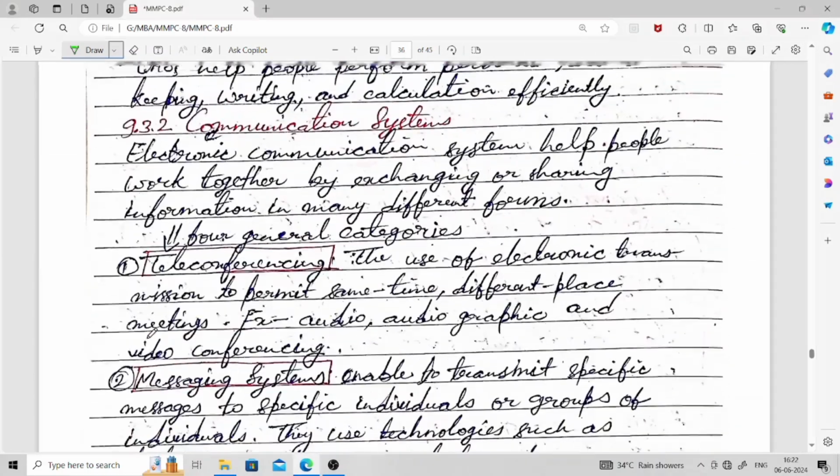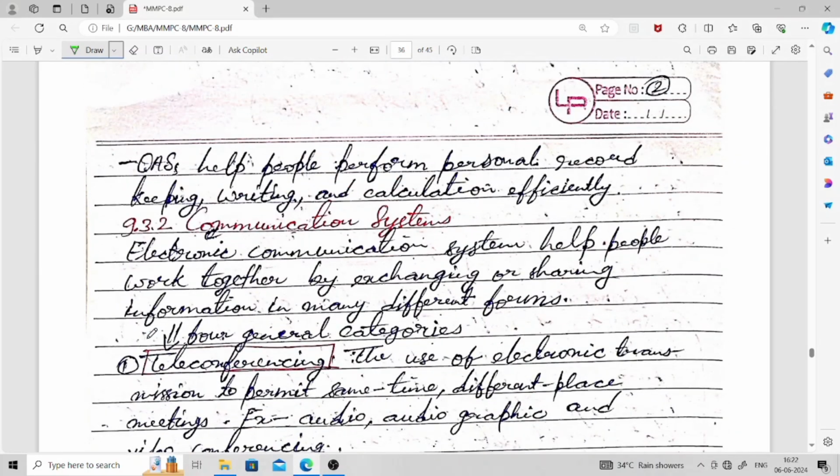Then office automation systems help people perform personal record keeping, writing, and calculation efficiently. So when we use a spreadsheet or Word, we are more efficient at performing some tasks on data or some kind of texts.